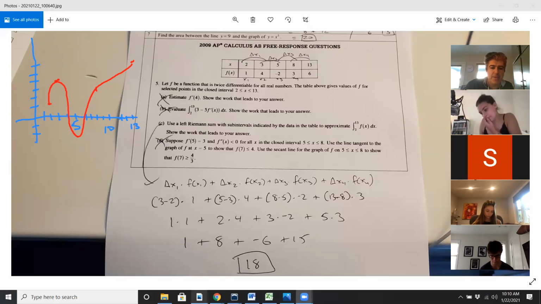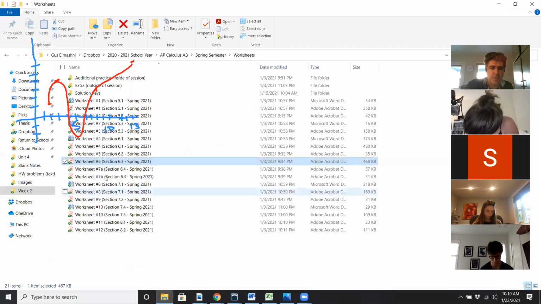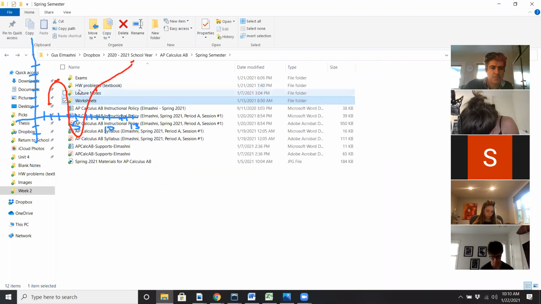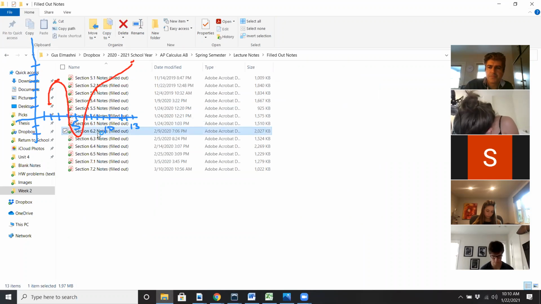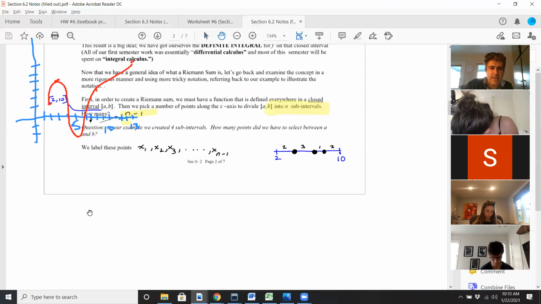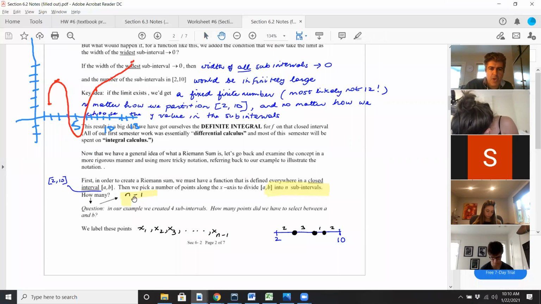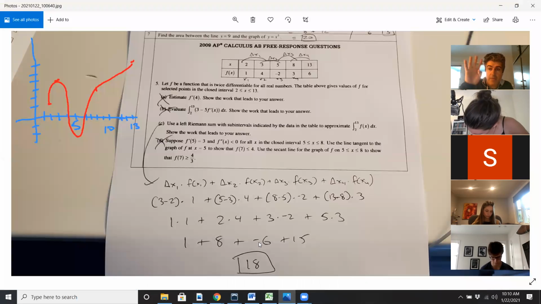In fact, if we go back to our notes for 6.3, no, actually it was 6.2. Lecture notes, filled out notes, 6.2. Remember, I did state that the number of subintervals is always n-1 when doing a Riemann sum. So let me go back to the image again. Sorry about that. So we have 4 subintervals.